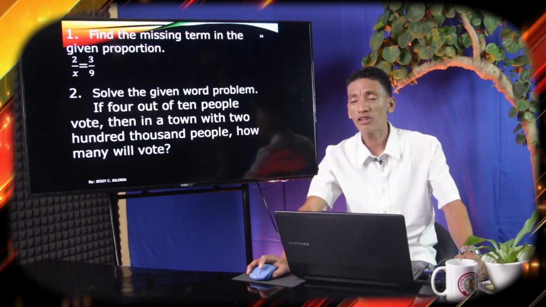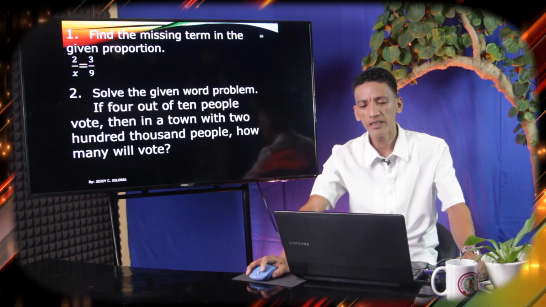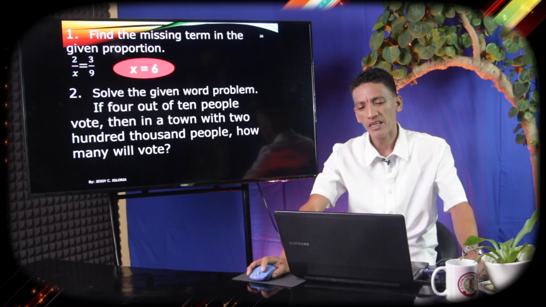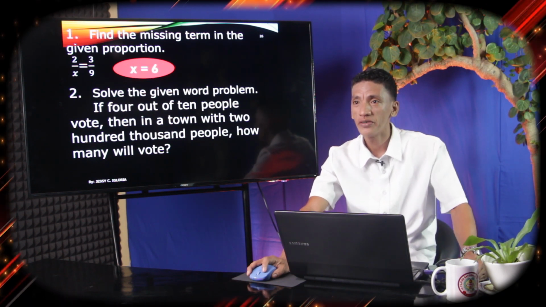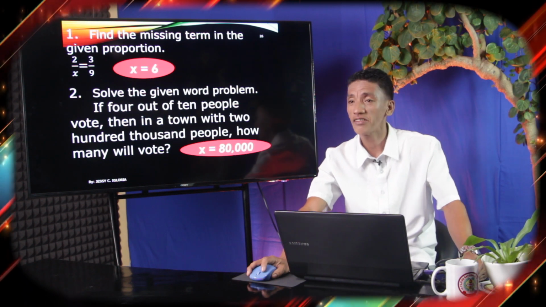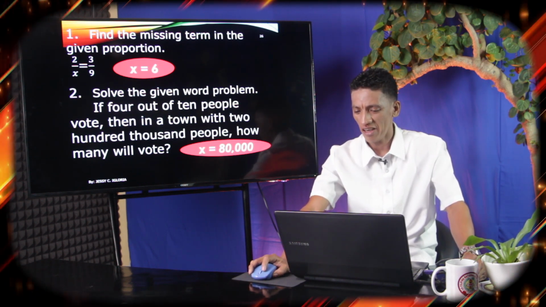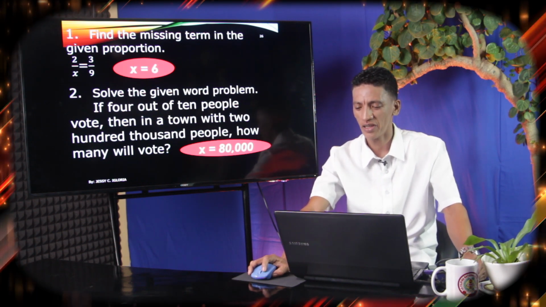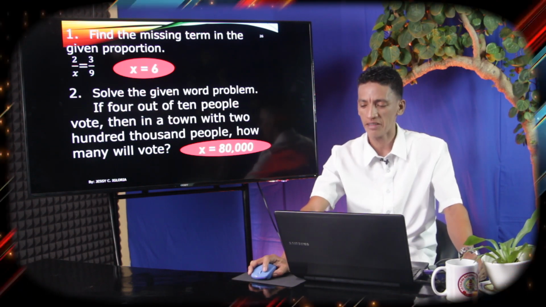And now let us try to find out the answer. For number 1, we have here the final value of x is 6. For number 2, the value of x is 80,000. If you got 2 out of 2, well, congratulations. Keep up the good work. If not, try harder next time.